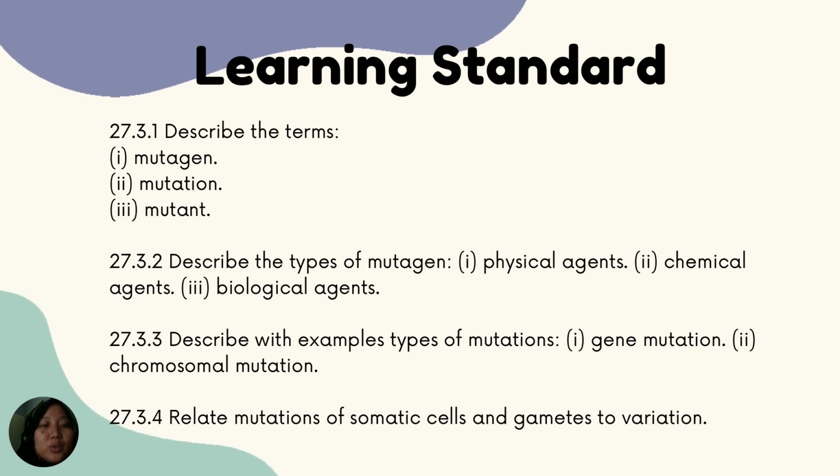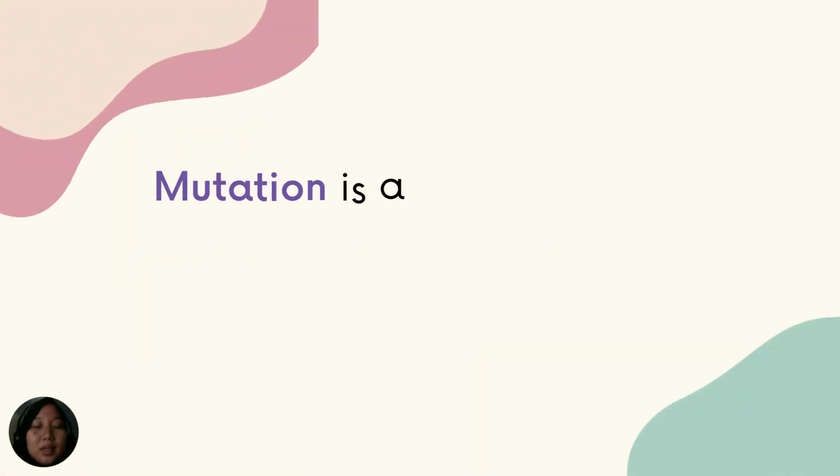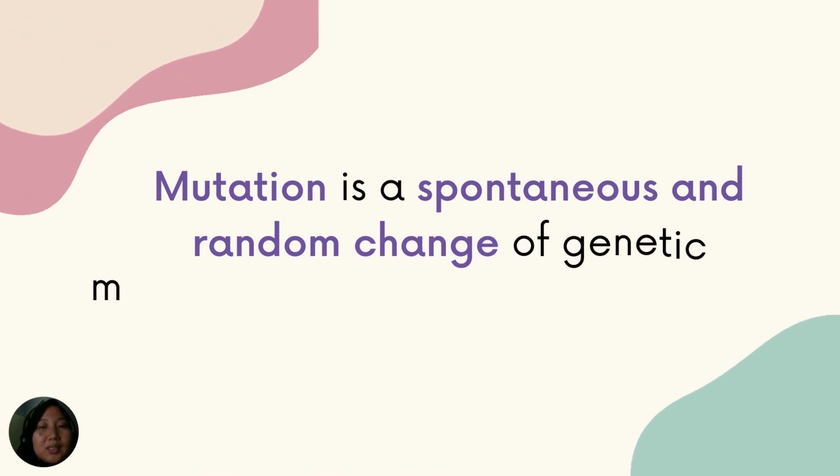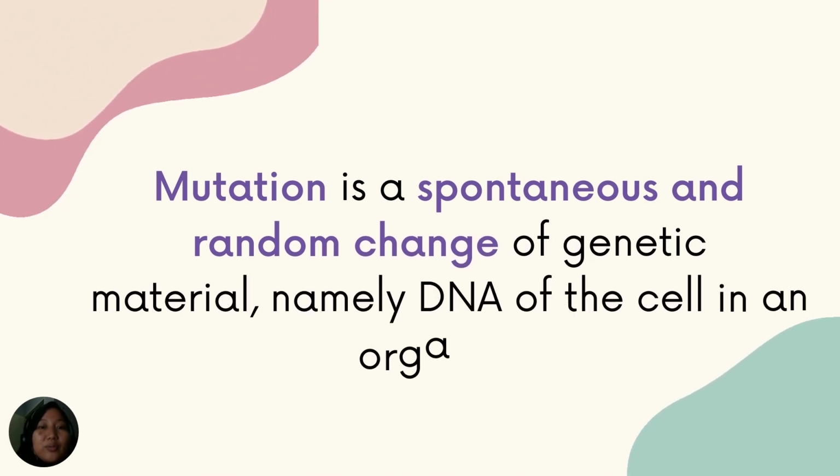And in the end, we're going to relate mutations of the somatic cell and also mutation of gametes to variation. We relate how this mutation can contribute to variations. All right, so we start with the first term. What is mutation? Mutation is a spontaneous and random change of a genetic material, namely DNA, of the cells of an organism. So the keyword is spontaneous and random changes of DNA, aka genetic material.